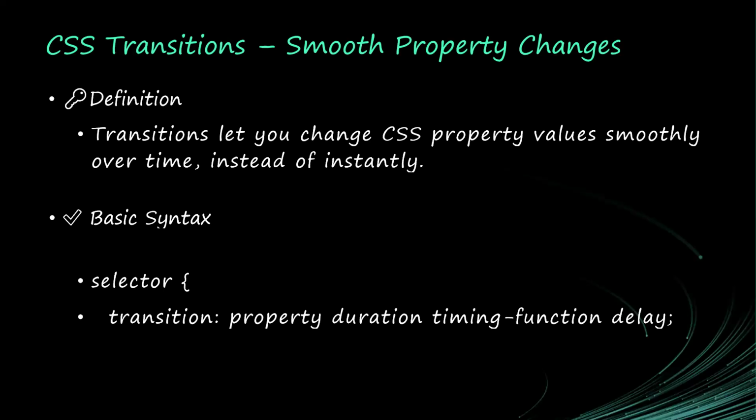So first of all, you have your selector, then you have this transition property, then the values will be here. You'll be seeing how to do this. We'll have some examples. So if I want to make a particular transition from one property to another, this is the syntax.